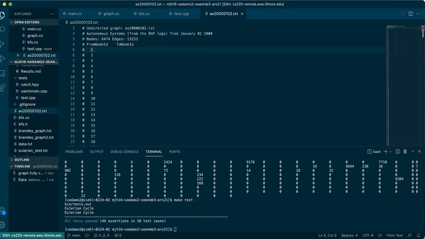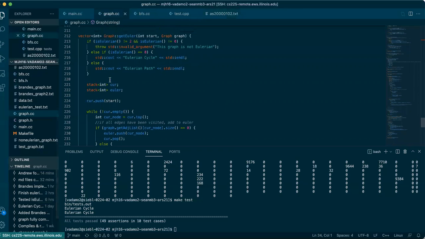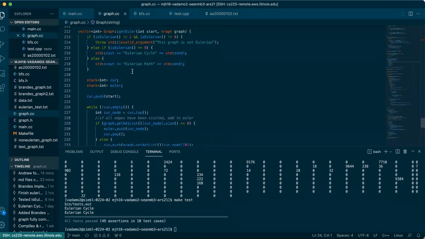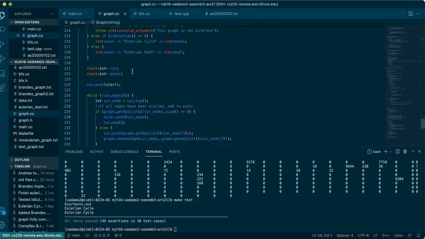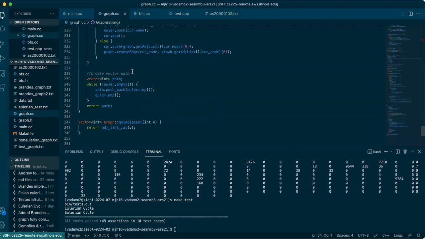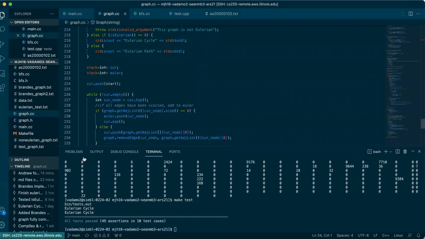Regarding design choices, in our function we decided to first check if the graph passed was Eulerian, and if it wasn't, we couldn't really analyze anything about it. Otherwise, we would figure out whether it was an Eulerian cycle or an Eulerian path, and continue from there. And then I'll pass it on to Sean to talk about the breadth first search.